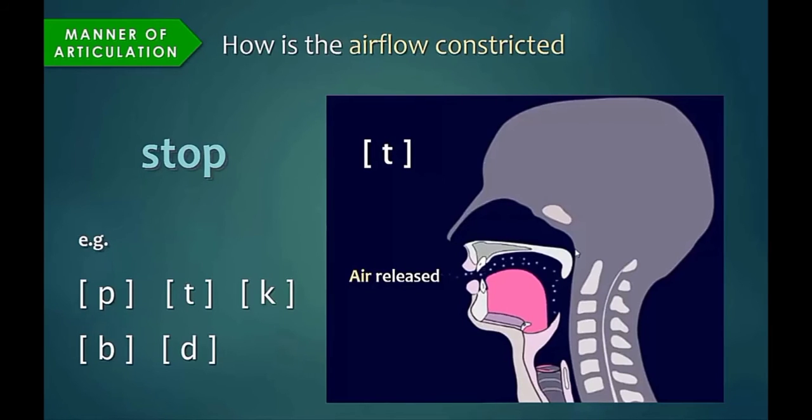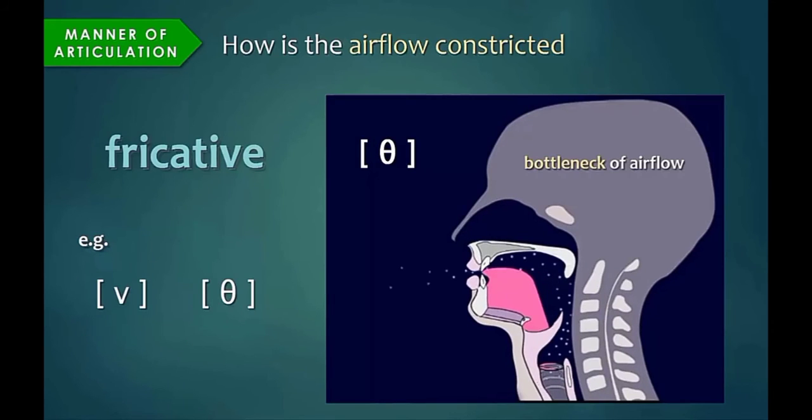Manner of articulation refers to how the airflow is constricted in the vocal tract. Stop sounds result from a complete constriction of airflow followed by a release of the air, such as p, t, k, b, d, g. Fricatives are sounds produced when the tongue approaches but does not make contact with the place of articulation, causing a bottleneck of the airflow. They give the sound a frequency-like quality, such as f, z, s.